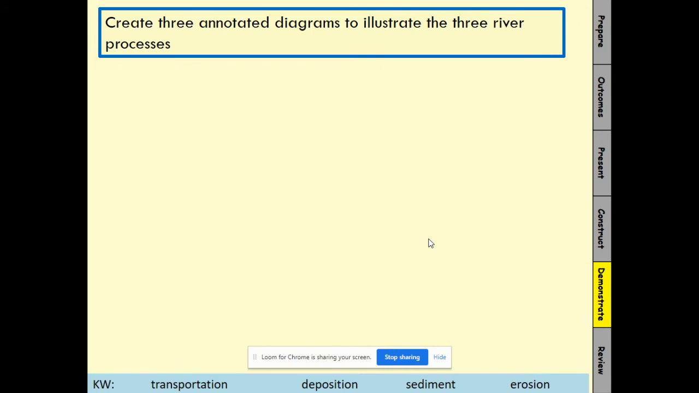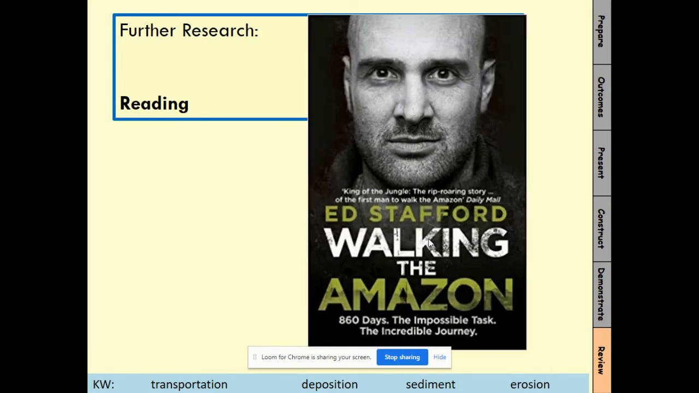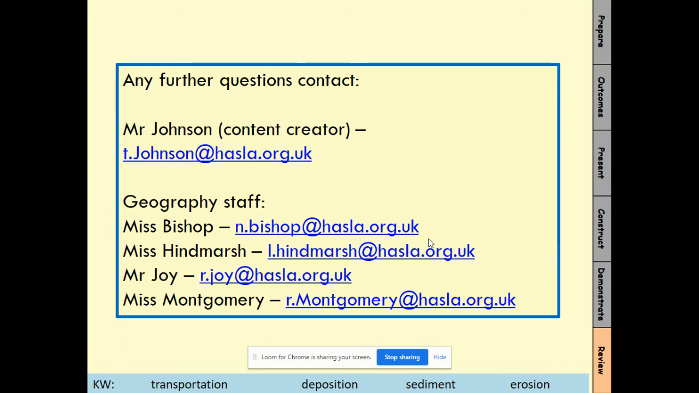And for you, with a pen and paper, you are creating 3 annotated diagrams to show these 3 river processes. Before I go, if you want further information about the river processes, there's 2 videos here that are excellent. And then an additional reading. That's not my brother, by the way. That's someone who's walked the Amazon. He's absolutely brilliant. Talks about the source in Peru and talks about walking the Amazon. He actually did it. It's really, really good. Got a long book, but very, very good. I'd recommend.